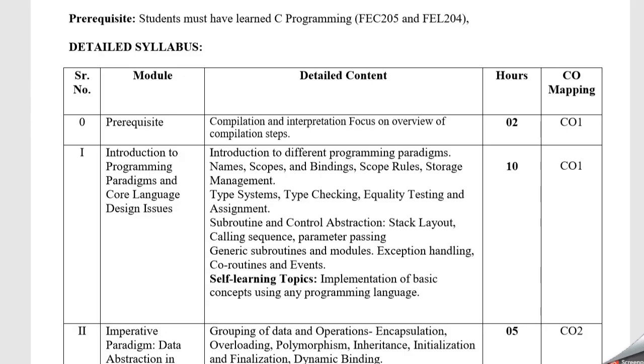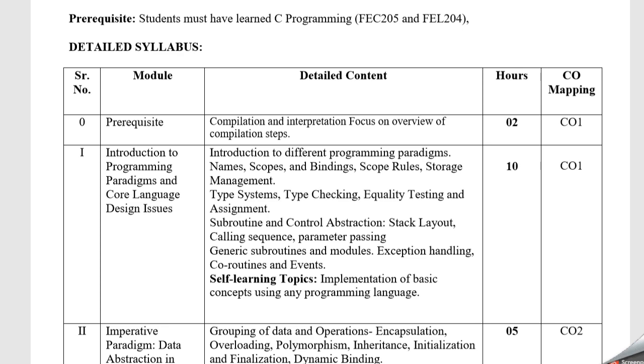Let us see an overview of the syllabus for this course. The prerequisite needed is C programming. So, the first module that we have is Introduction to Programming Paradigm and Core Language Design Issues. In this module, we will learn what is meant by paradigms, what is a programming paradigm, what are the different types of programming paradigms, and what are the different language design issues.